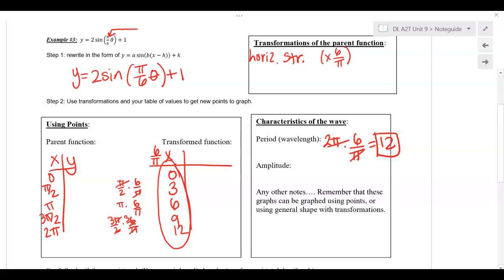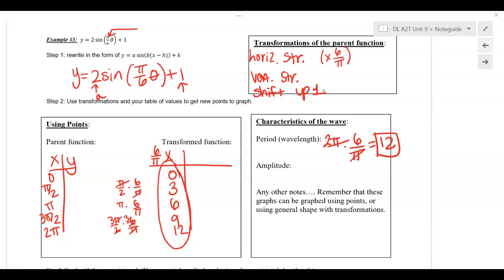And we already said that meant there was a horizontal stretch, because 6 over pi was just a little bit less than 2, but definitely more than 1. The 2 in front for the a value definitely means there's a vertical stretch. And the plus 1 means that there's a shift up 1. And I'll come back to the chart since we already did the x coordinates and do that again.